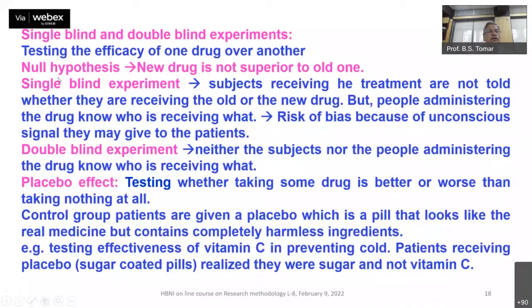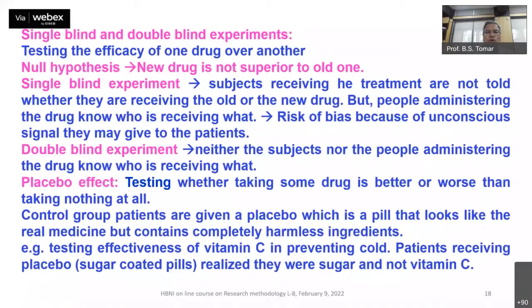So they have to do a study and take a null hypothesis that the new drug is not superior to the old one. So this is the null hypothesis. And you have to reject the null hypothesis if you want to succeed in your experiment. Now, what you do, there is something called a single blind experiment. That means the subjects receiving the treatment are not told whether they are receiving the old drug or the new drug. So you are treating them with the two.